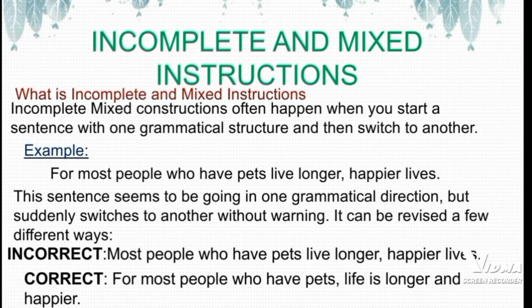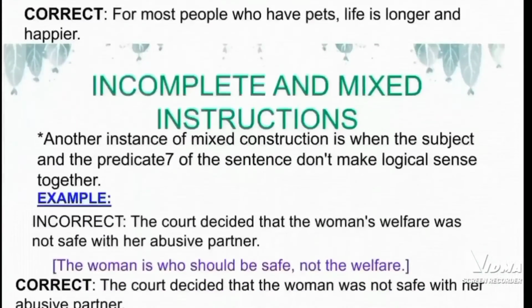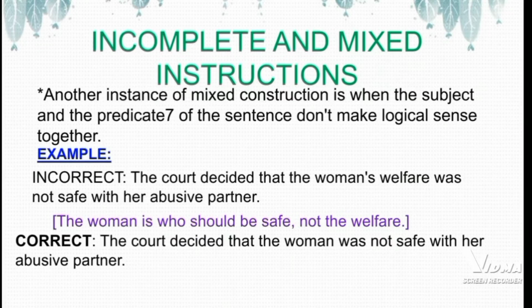So in here, it says that the construction of a sentence is mixed and incomplete. It may sound right or grammatically correct at first, but then switches to another construction that is not correct. Another instance of mixed construction is when the subject and the predicate of the sentence don't make logical sense together. Disregard the number 7 here because it is a typo.